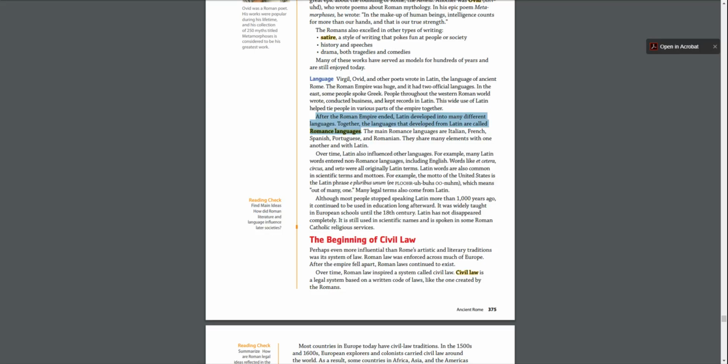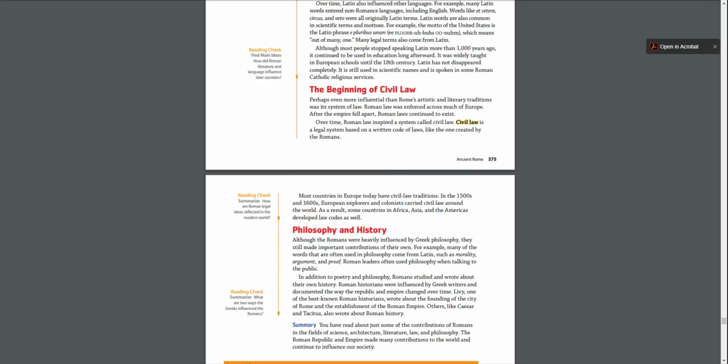And the last two things that you need to know is you need to know what civil law is. They already highlighted it for you. Civil law is basically a legal system based on a written code of laws. Our legal system is very much like that as well. We have a code of laws that we follow.